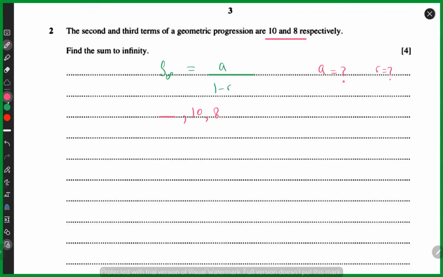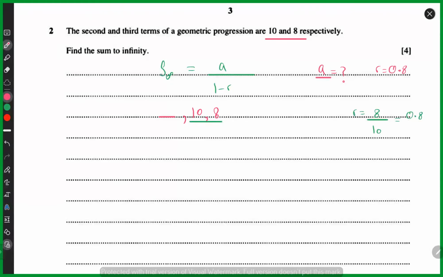I've told you earlier as well. Just pick any pair of consecutive numbers in the sequence and then just take the second one and divide that by the previous one. Okay. So this is going to give you 0.8. So finally, we have R, and R is basically equal to 0.8. Yes. What is A?